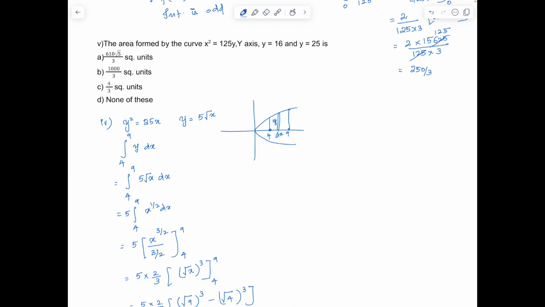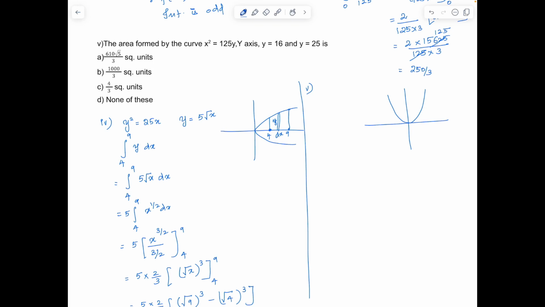Question number 5. The area formed by the curve x square is equal to 125y, y-axis, y equal to 16, y equal to 25 is. For this also, let us draw a rough sketch of the curve. Power of y is 1. So the curve lies along y-axis. It is positive. So the curve is open upwards. The curve goes like this.